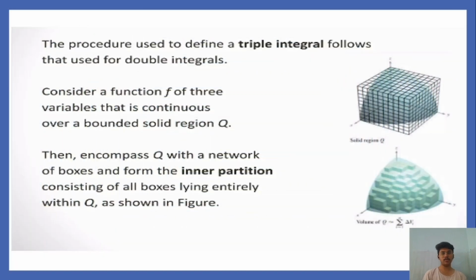The procedure used to define a triple integration follows that used for double integrals. Consider a function f of three variables that is continuous for a bounded solid region Q. Then encompass Q with a network of boxes and form the inner partition consisting of all boxes lying entirely within Q, as shown in the figure.